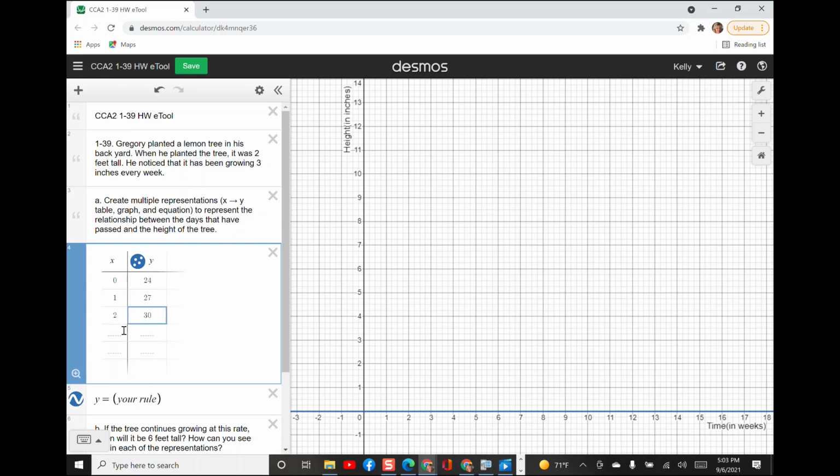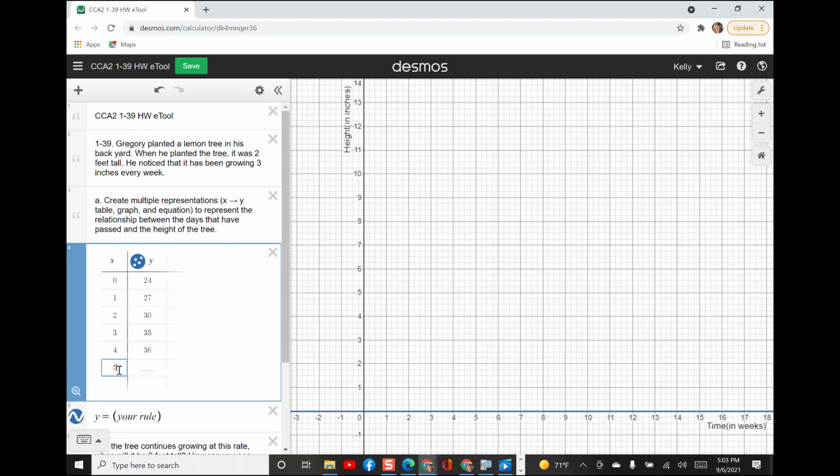If you get the idea, our slope here is 3 because we keep going up 3. So 3 weeks, it's going to be 33. 4 weeks, it's going to be 36. And 5 weeks, it's going to be 39. Okay. Now, you can't see any of those points right now. And the reason you can't is our y-intercept is at 24.